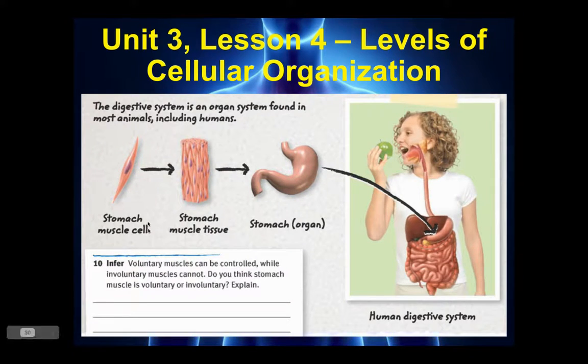Here is an example. We have the stomach muscle cell. A group of those makes the stomach muscle tissue. A group of that tissue makes your stomach.